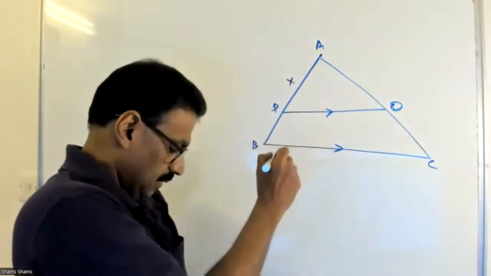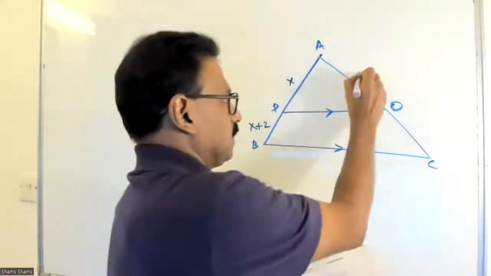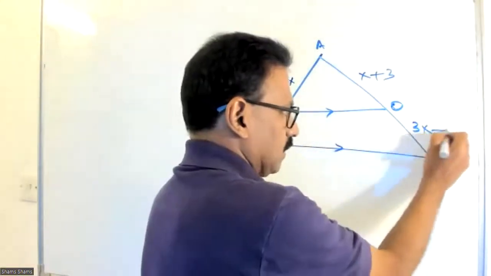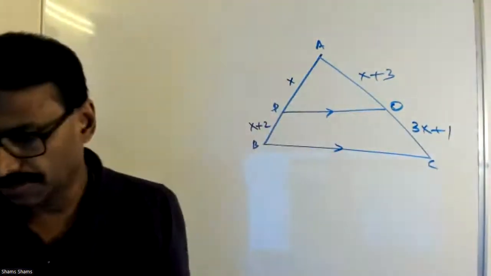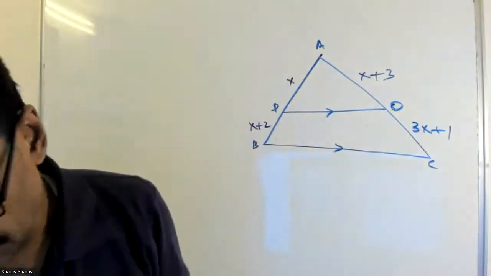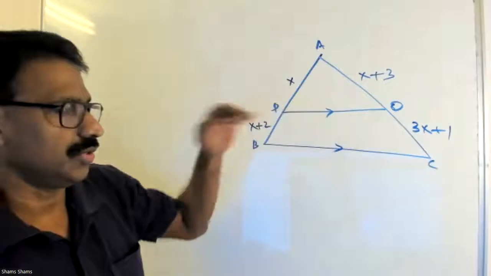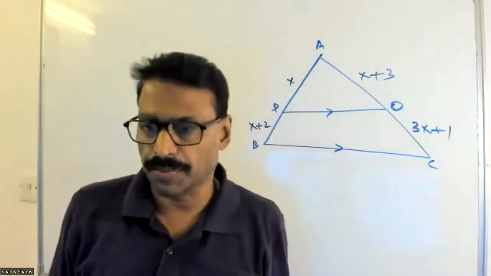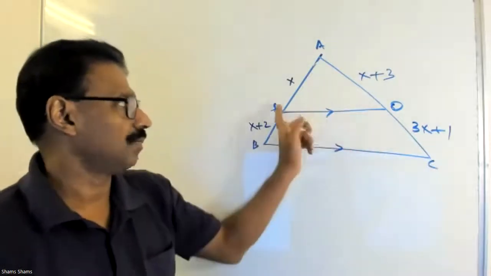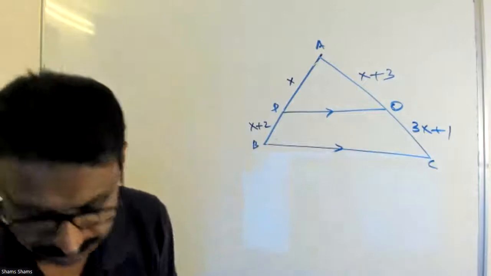Here the sides are x, x plus 2, then x plus 3, then 3x plus 1. Find the value of x. Okay, you know how to do this one. Use the basic proportionality theorem. PQ is parallel to BC, so we can write AP by PB equal to AQ by QC. Okay, find out.